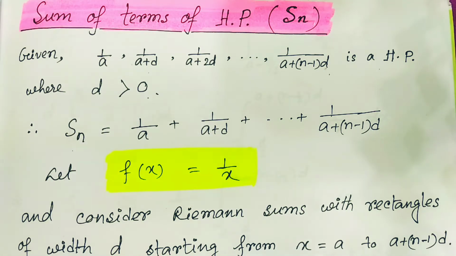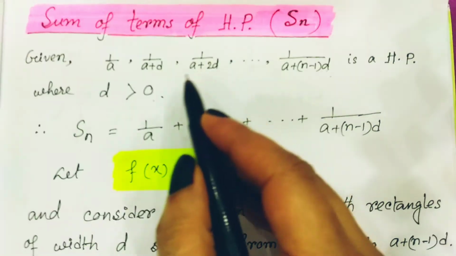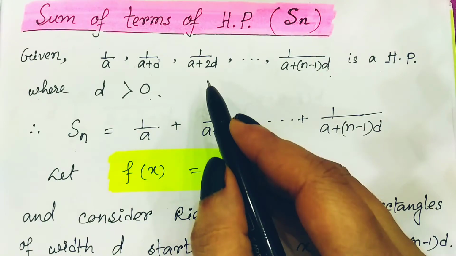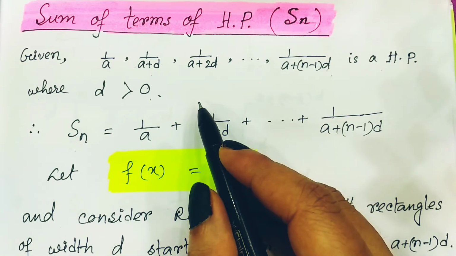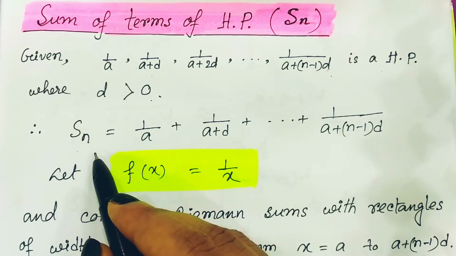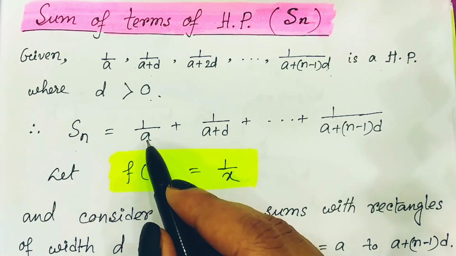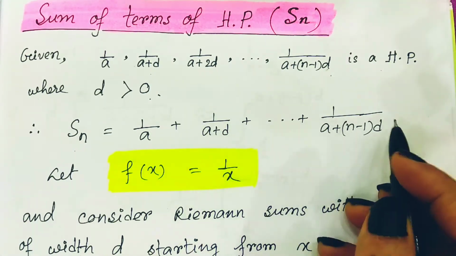So for that, let us consider an HP: 1 by A, 1 by A plus D, 1 divided by A plus 2D. This one is an HP. Here D is greater than 0. Now our requirement is this Sn. So Sn is equal to 1 by A plus 1 by A plus D, and so on in this way.